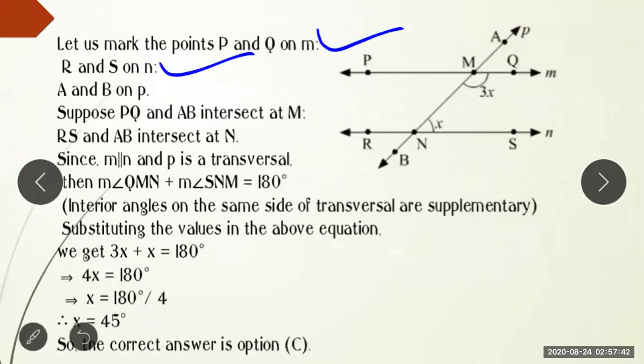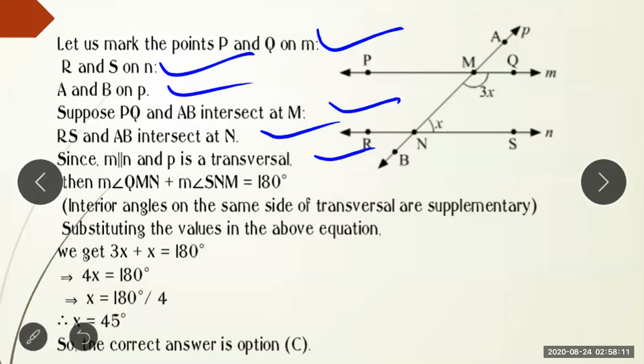See this thing we have done with this thing. Next we have assumed that PQ and AB intersect at M, and RS and AB intersect at N. Now what is given in the question? M is parallel to N and P is the transversal. That same thing we have written.